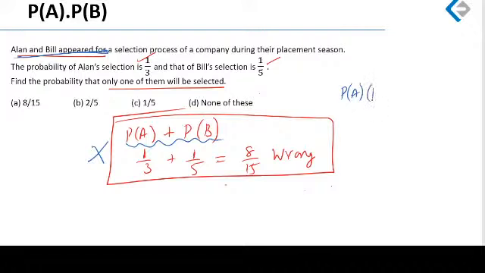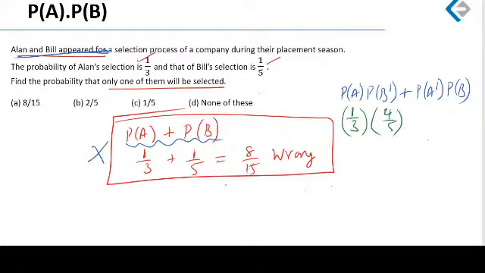Alan got selected, but Bill is not selected. Alan is selected, but not Bill. Or Bill is selected, but not Alan. That is also fine. So you have to write the corresponding numbers. What's the probability of Alan getting selected? 1 by 3. What is the probability of Bill getting rejected? 4 by 5.